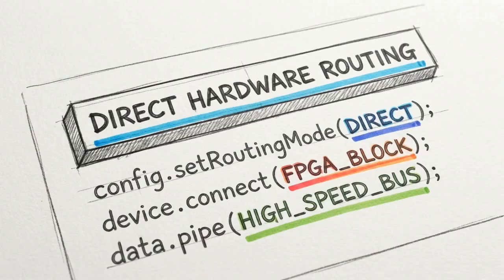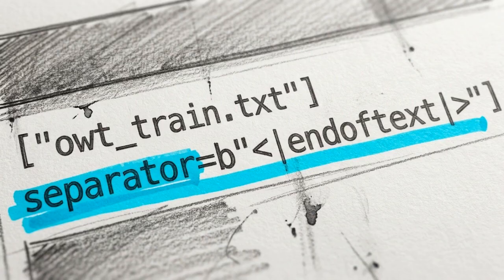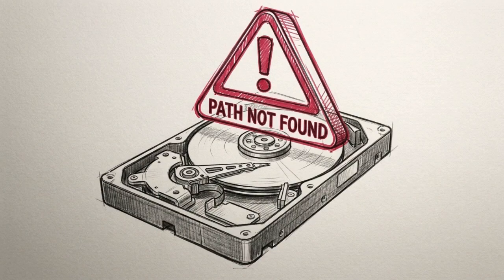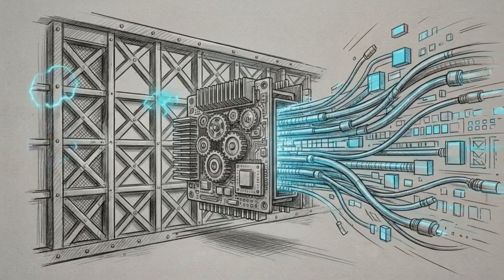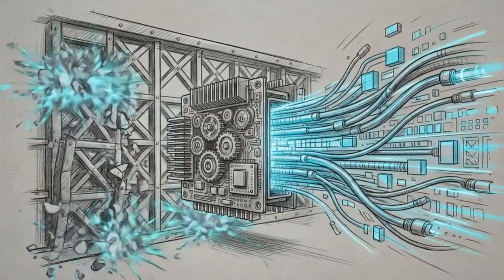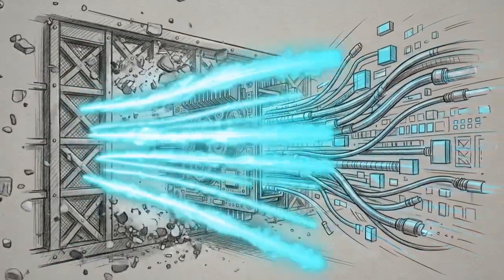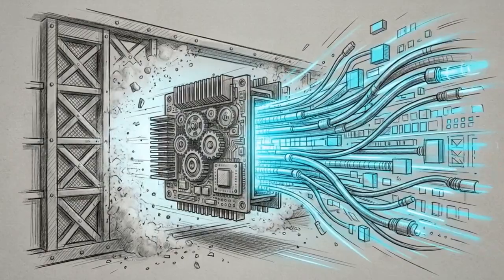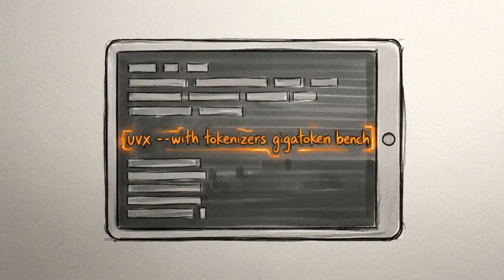To set this up, initialize the tokenizer and define a text file source. You'll need to provide the file path and the specific byte sequence used as a document separator. Cautionary: check your file paths carefully. Because the engine looks for the data directly on the disk, an incorrect path will stop the execution immediately. Bypassing the global interpreter lock transforms data ingestion from a slow crawl into a sprint, maximizing the physical throughput of your hardware.